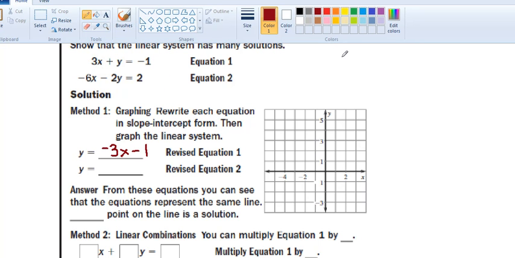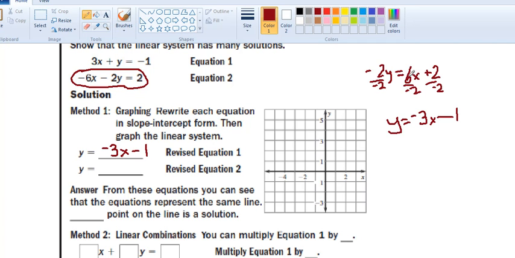Now, when you do the second one, I want to give you just a moment to pause the video and do this. Go ahead and solve this one for y. In other words, convert it to slope-intercept form. Go ahead and pause the video right now and convert that one. Okay, so here's what happened when I did this one. It came out to y equals negative 3x minus 1.